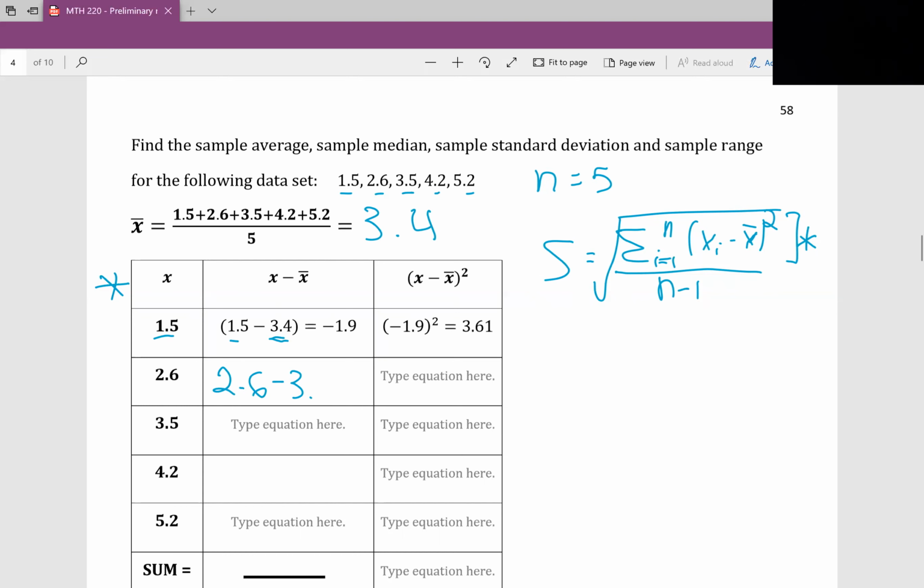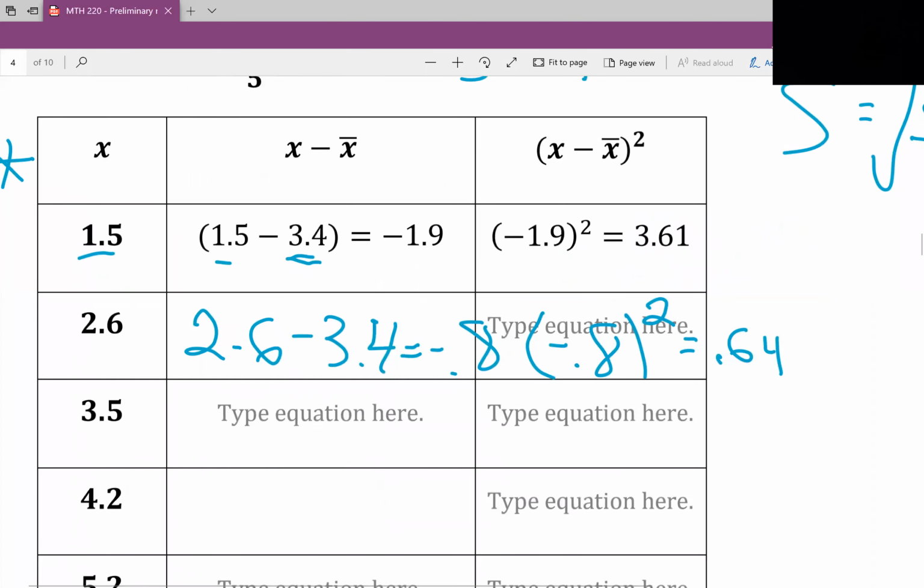If you want to try to fill this chart out on your own, now might be a good time to pause and fill it out on your paper and then make sure you're getting what I get. So when you do that, you should get negative 0.8. And then in this next box, we're going to take negative 0.8, square it, and we get 0.64. I kind of went out of the boxes a little bit, so I'm going to zoom in a little more for this next one.